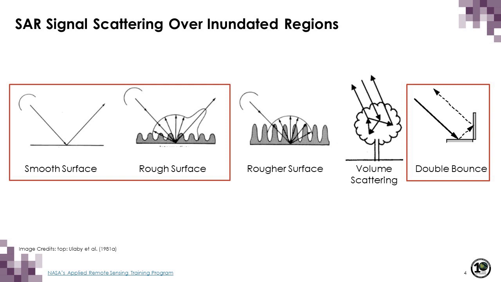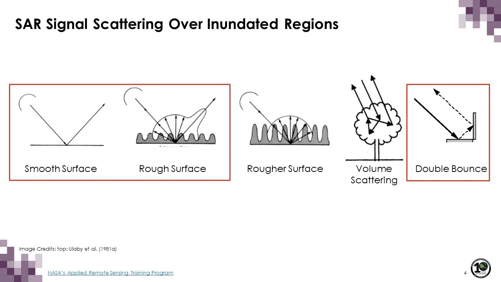In the case of vegetation, the signal can scatter from multiple components, such as the branches, stems, leaves, trunks, or the soil. And the final backscatter mechanism on the far right is called double bounce, and this results when two smooth surfaces create a right angle that deflects the incoming radar signal off both surfaces, causing most of the energy to be returned to the sensor.